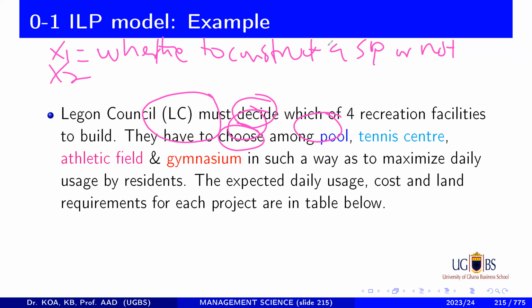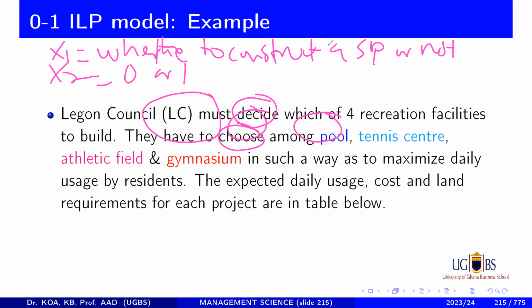The same way X2 is binary. Okay? So it's going to be 0 or 1. X3 is also going to be binary after you've explained what each one of them means. So it's a choice of whether to construct it or not to construct it. That's what we mean by the decision variable. Question?